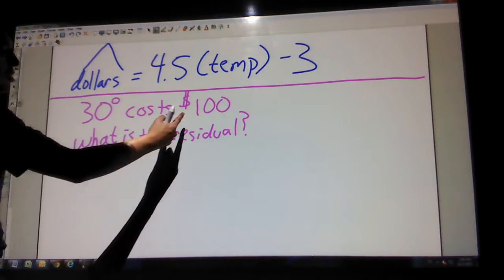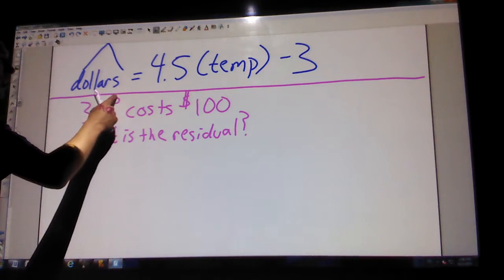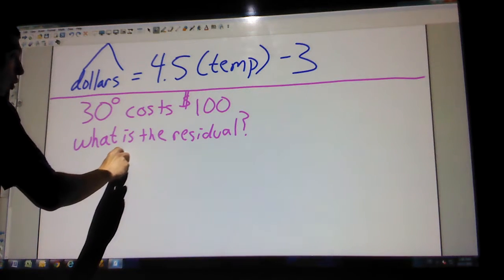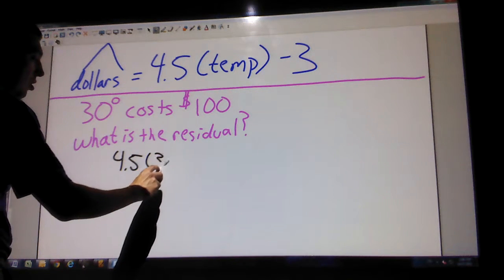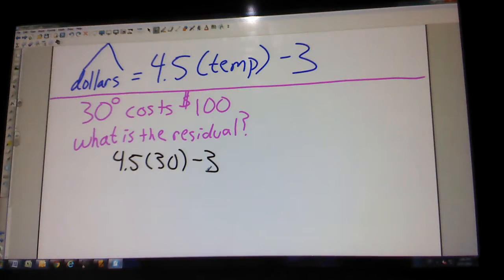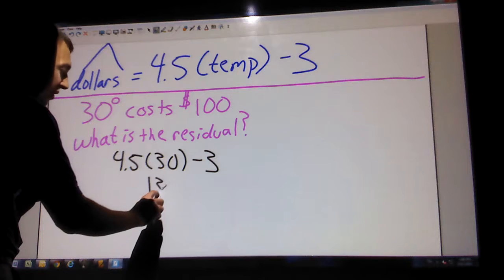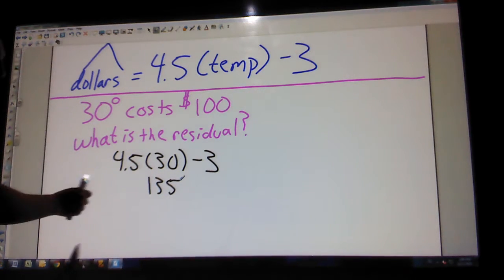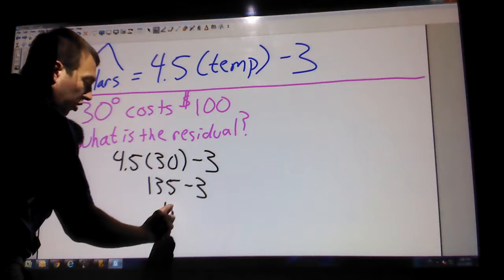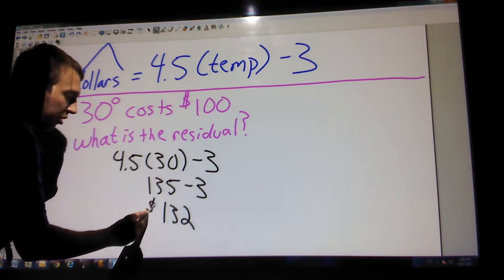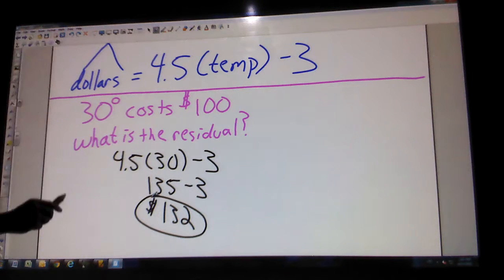So we need to first plug in 30 into our equation. So let's show that. 4.5 times 30 minus 3. 4.5 times 30 is 135, I think. 135 minus 3. So that's 132. That is my prediction. $132 was how much the equation predicted.